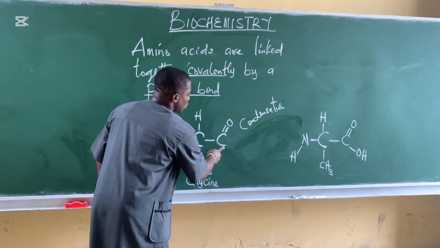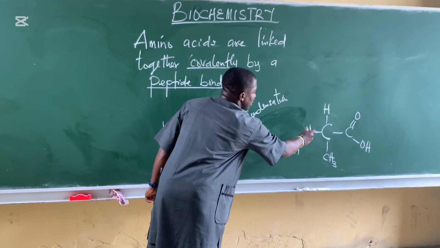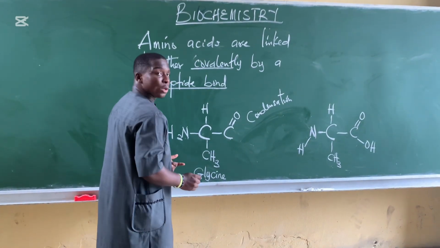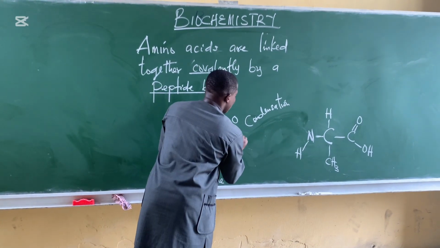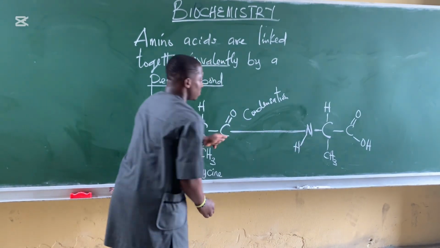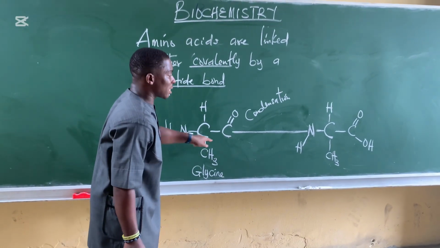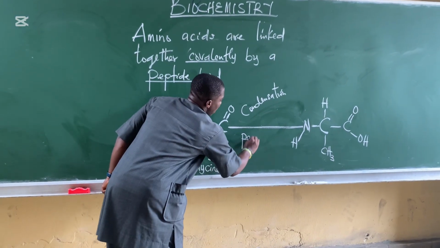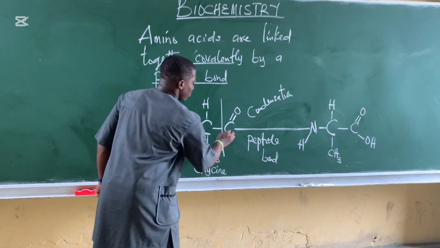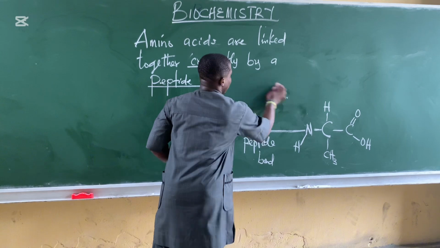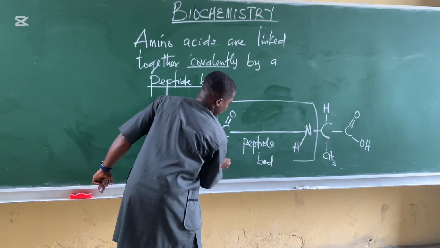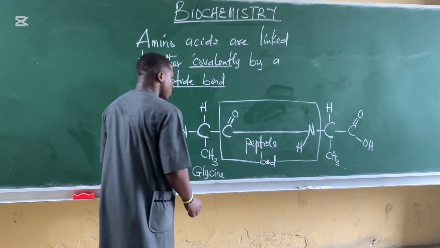Now, what's left is just this acyl group and nitrogen with a hydrogen atom. Now, how do we link these two together? We just bring them together and link them covalently. This bond between this amino acid and this is called a peptide bond. A peptide bond. So the whole of this is called a peptide bond.